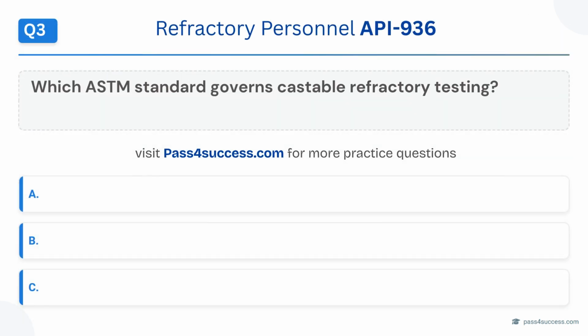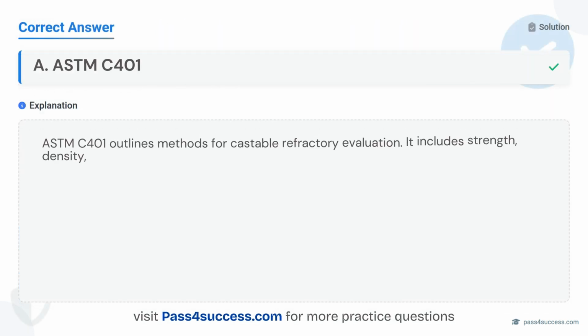Alright, think carefully about this. Which ASTM standard governs castable refractory testing? Correct answer is A. ASTM C401. ASTM C401 outlines methods for castable refractory evaluation. It includes strength, density, and porosity tests.